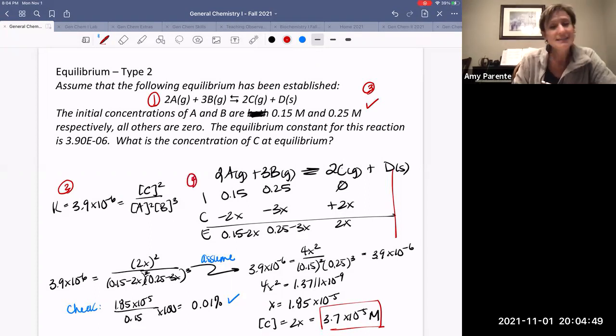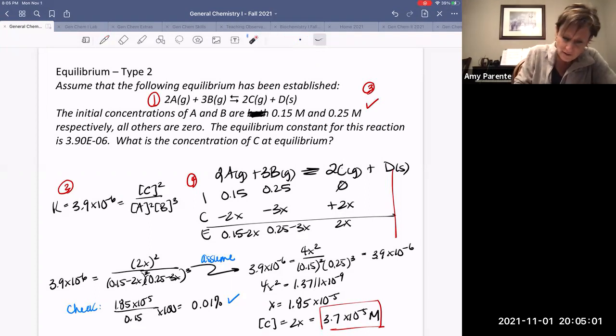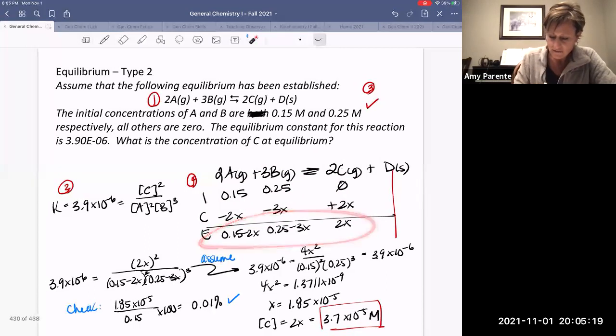Fourth step is doing our ICE table. So pretty straightforward here. We've got some unique coefficients that we have here, which are going to relate to some unique powers that we might see here. And so we're going to have our initial concentrations that were put in. We have nothing on the product side, so we know which direction our equilibrium is going to shift. We're going to be making more product. So minus 2x, minus 3x, plus 2x. So we've got those unique coefficients that we have there. And then our equilibrium values are given as 0.15 minus 2x, 0.25 minus 3x, and then 2x.